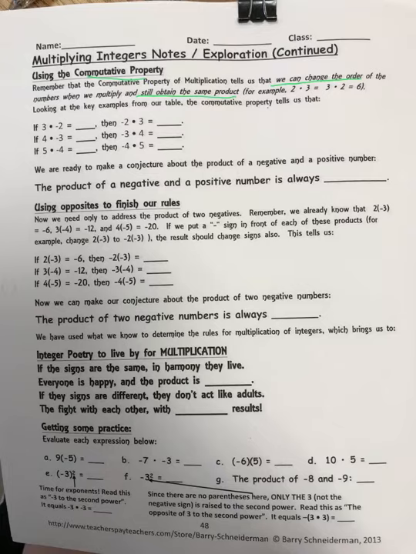So we are just going to do this very first example. If 3 times negative 2 equals what? Negative 6. Then negative 2 times 3 equals? Negative 6. So now we can make a conjecture about the product of a negative and a positive number instead of the positive factor coming first. The product of a negative and positive number is always, oh my gosh, negative.